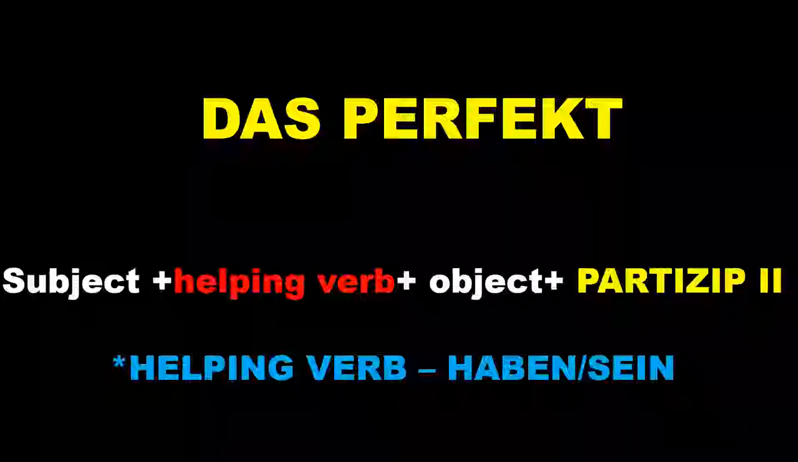Now you must be wondering, what is participle? In German, each verb has its participle, and we have to learn it by heart because all the verbs do not follow the regular rules. So let's see, slowly we'll understand how to use this perfect tense.